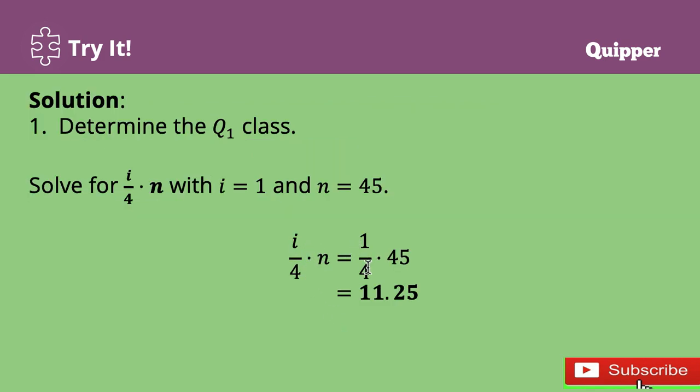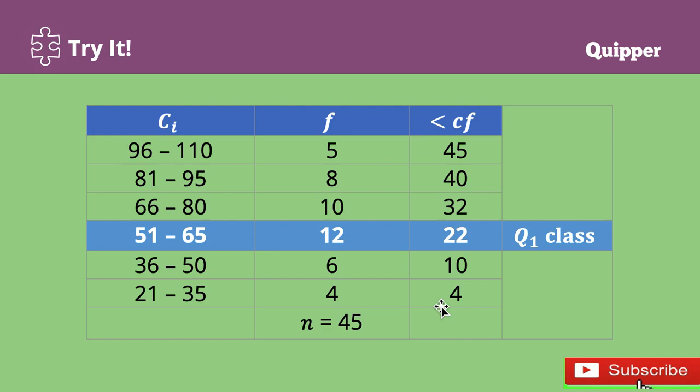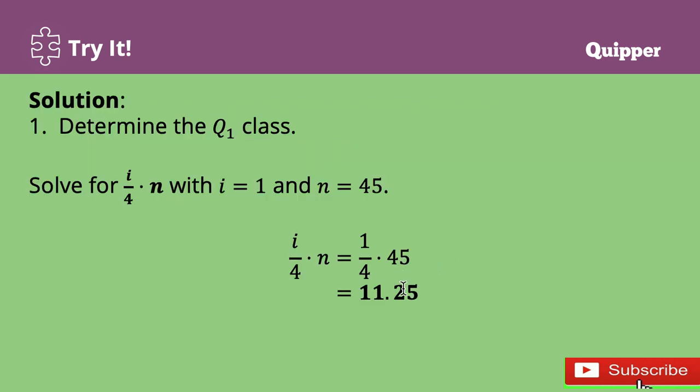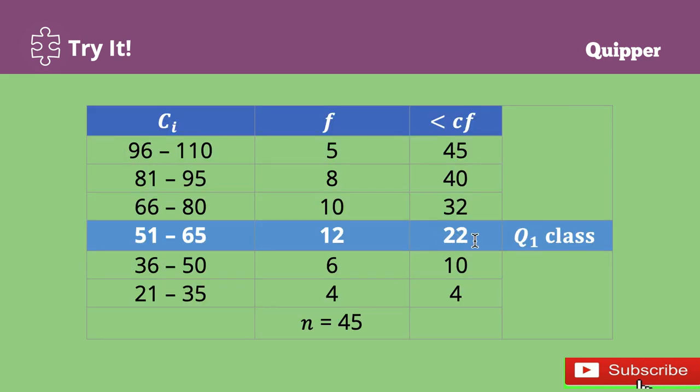So we have 1 over 4 times 45. Now, 1/4 of 45 is 11.25. Now, we are going to locate the Q sub 1 class. Look for the class of the closest less than cumulative frequency that is greater than 11.25. That is 22. That is the closest less than cumulative frequency that is greater than 11.25. And that is our Q sub 1 class.